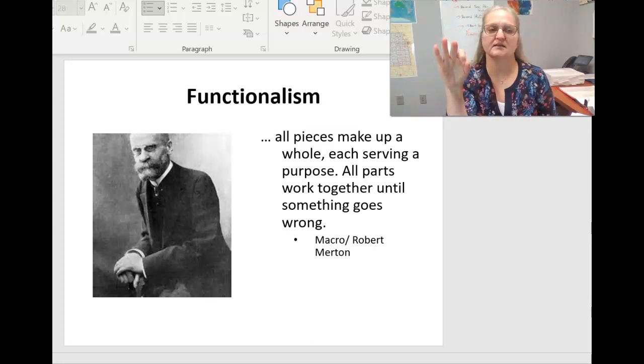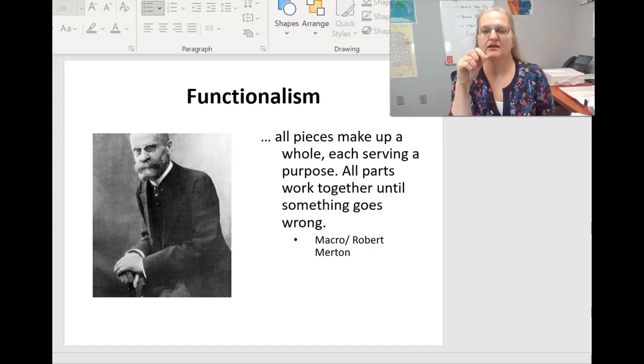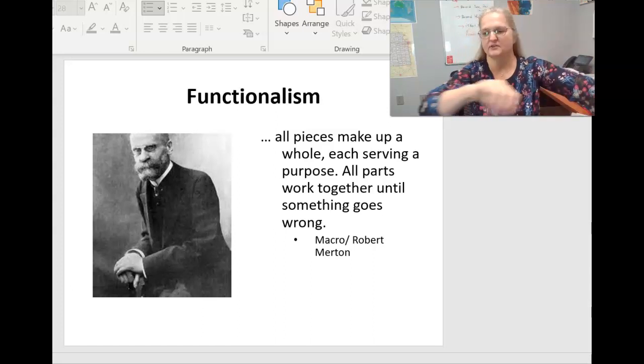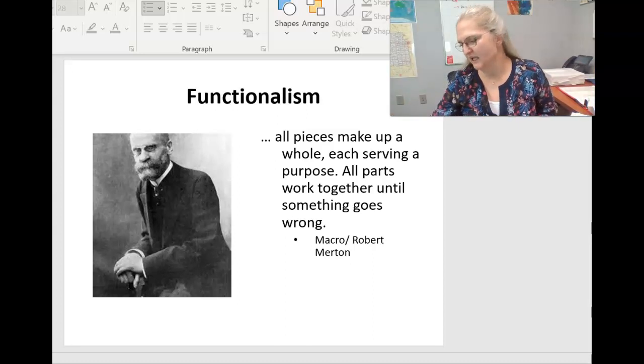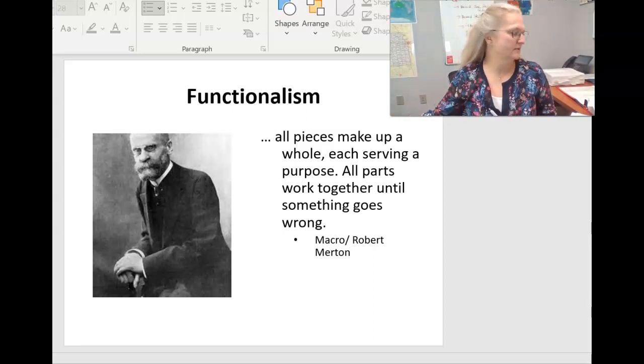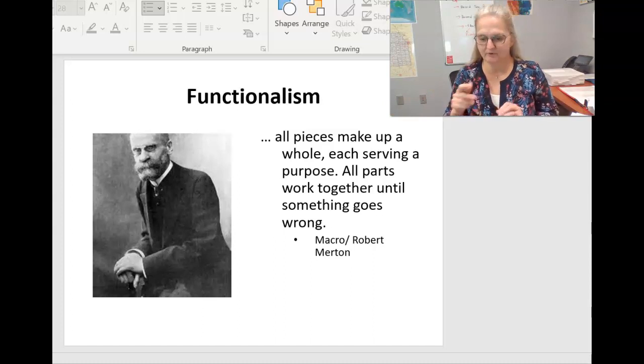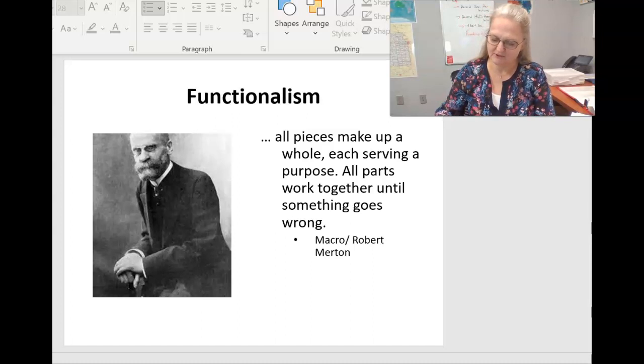The three big theories again are conflict theory, which is all about competition, resources, power; symbolic interactionism, which is about symbols, meanings, interpretation; and then the third one is functional theory. Functional theory argues that society is a lot like a human body. Let me just draw you a shape here.